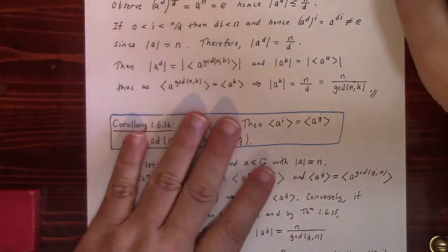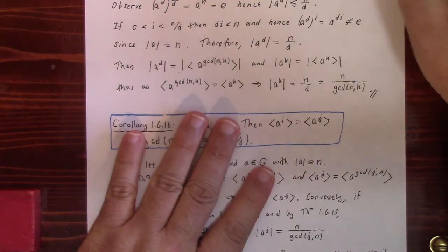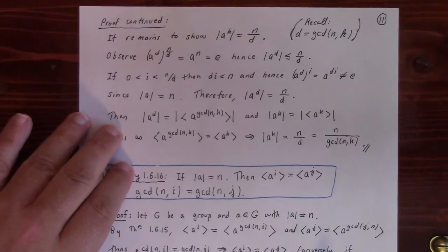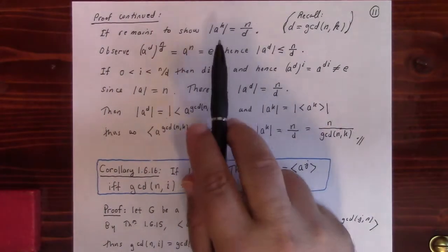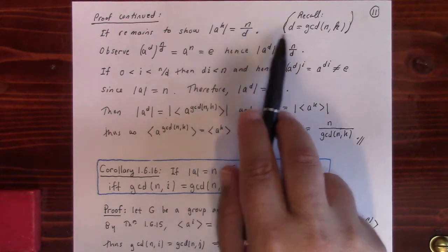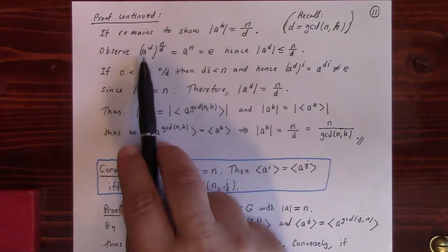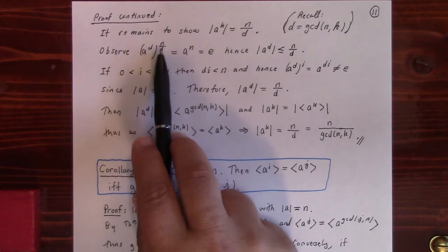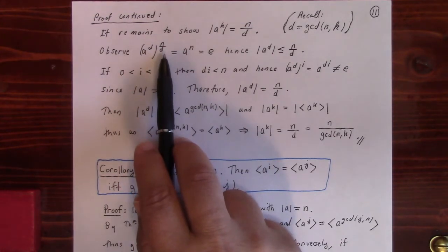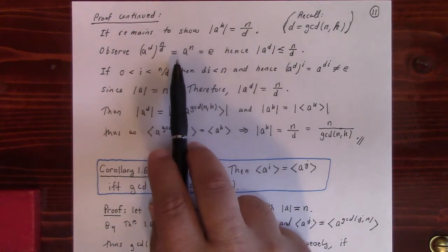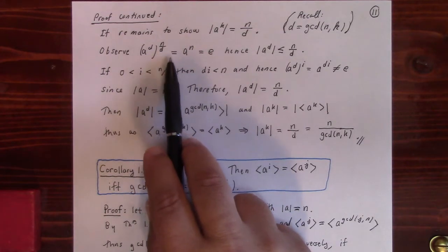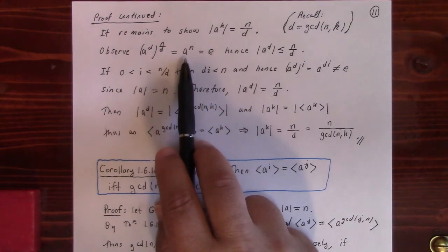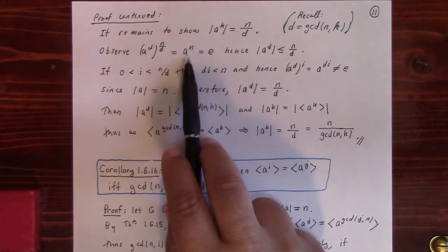Now, it remains to show that the order of a^k is n over d. Remember, d is the GCD of n and k here. So observe that (a^d)^(n/d). Now that makes sense because remember, d is the greatest common divisor of n and k, which means that n over d is actually a whole number, right? And anyway, so (a^d)^(n/d) is equal to a^n by laws of exponents, and that's equal to e.